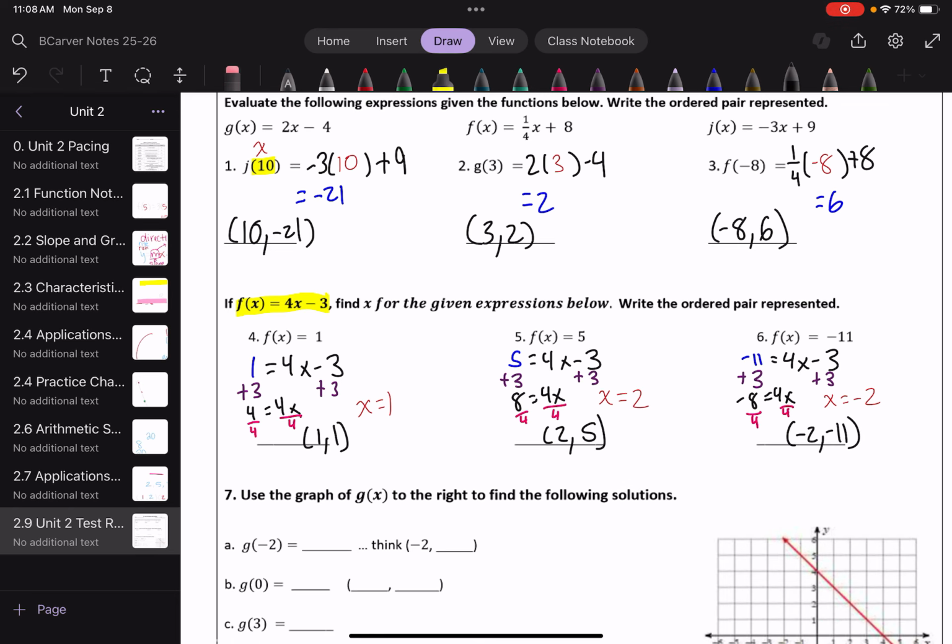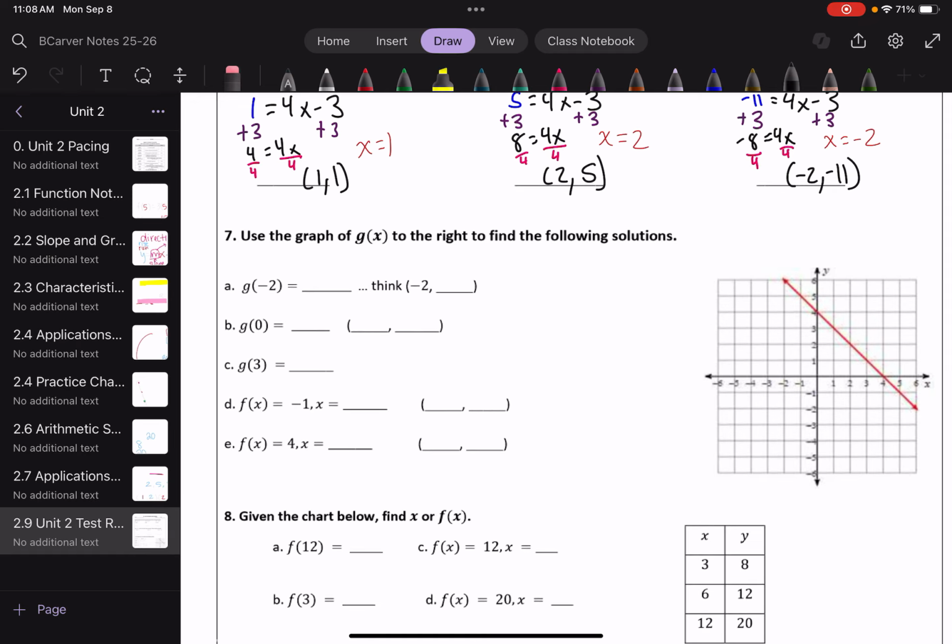We're going to be doing something similar with the next section, so we'll go ahead and cover that in this video. It says use the graph of g of x to the right to find the following solutions. So it says g of negative 2. That means we've been given the x value negative 2. We've got to identify the y value there, which is going to be 6. So that should be the ordered pair negative 2 comma 6.